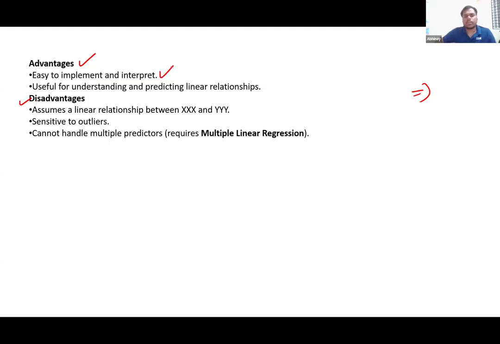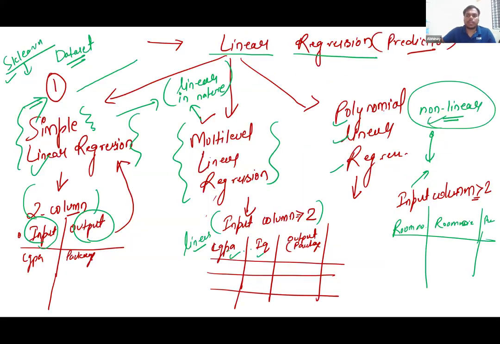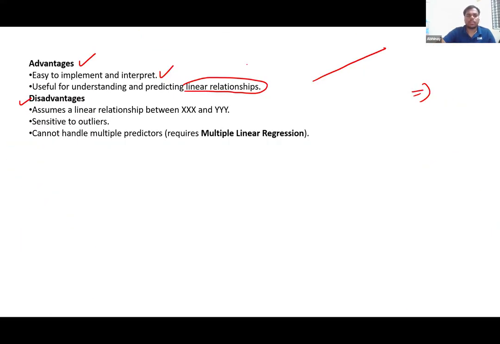So it is easy to implement and interpret, because it is a simple linear regression model, right? It is useful for understanding and predicting the linear relationship whenever we have a linear relationship in our data set. In polynomial, we don't have any linear relationship. It will always be non-linear, right? In these two, we will get a linear relationship between our data sets. So this is the main thing.